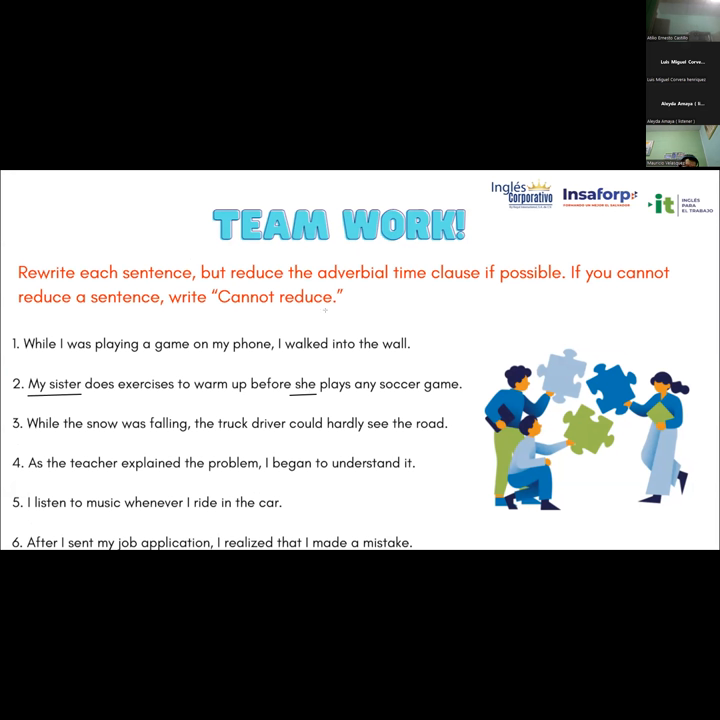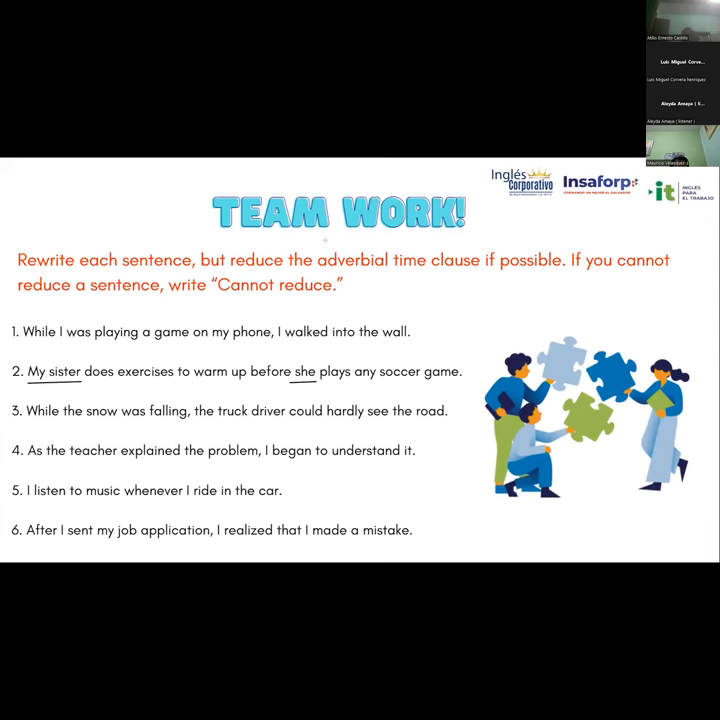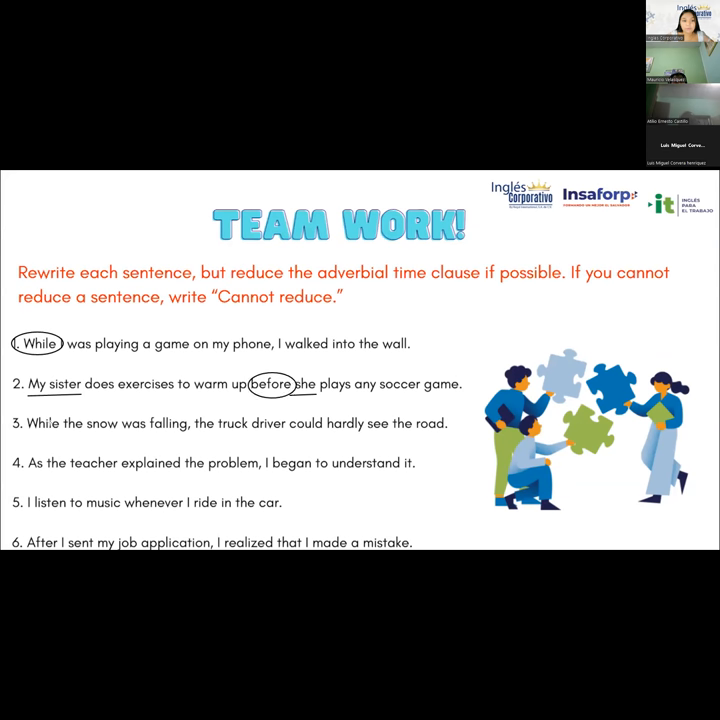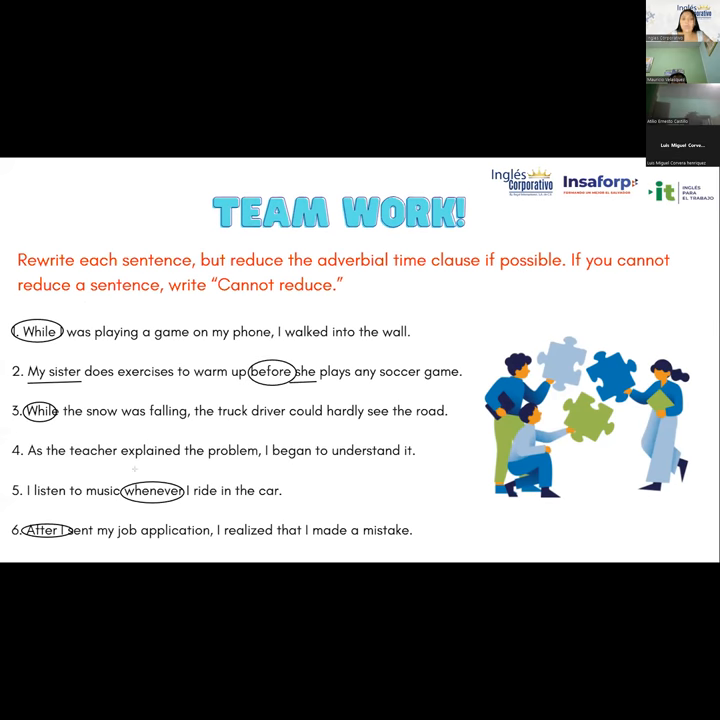Now, guys, do we have an adverb? ¿Tenemos un adverbio, guys? Creo que no. Okay. Los adverbios de tiempo: before, while, whenever, after. Okay, we don't have applied the rules. We don't have an adverb. Entonces, ya vimos lo siguiente, que sí tenemos un adverbio de tiempo.